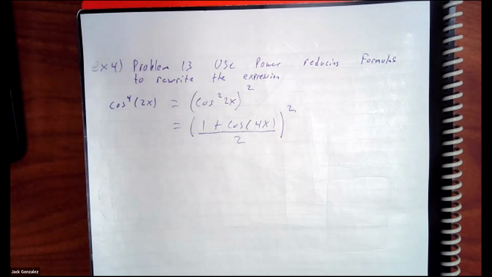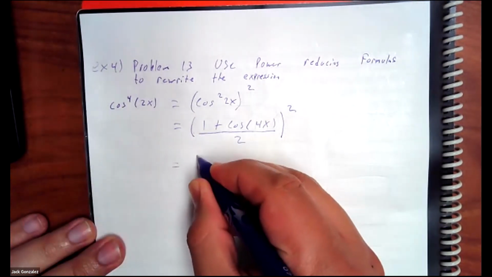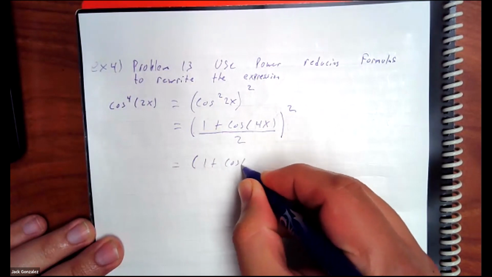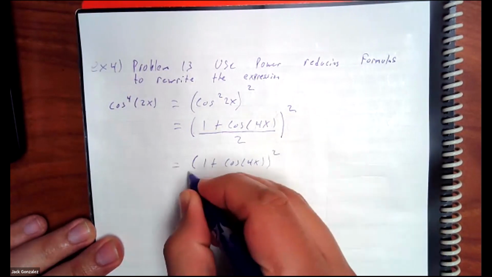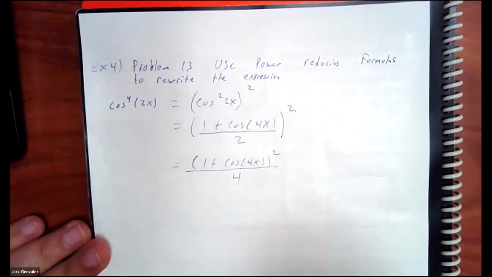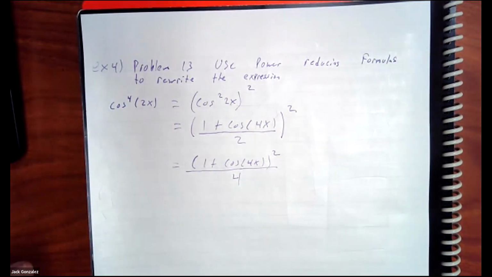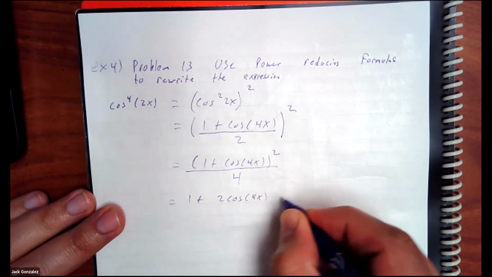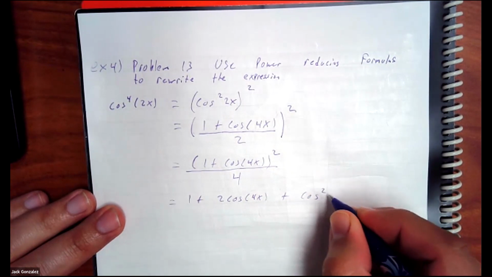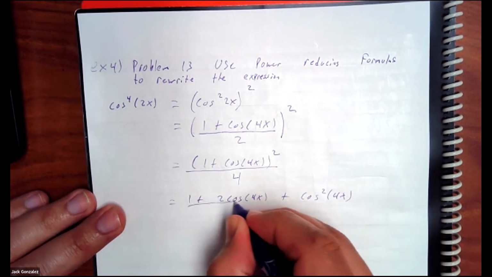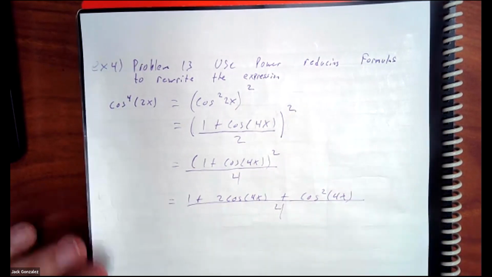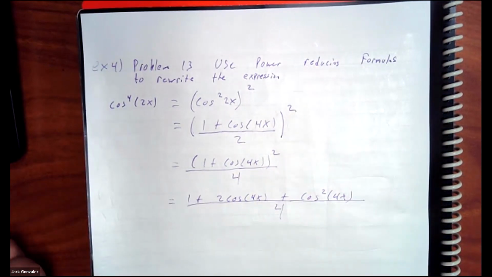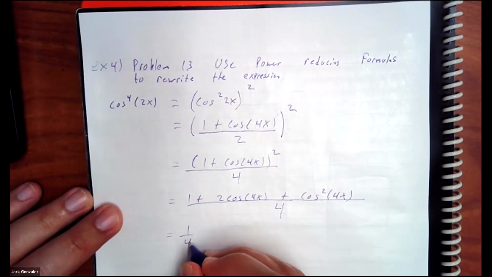So the bottom's easy, right? Just a 4. 2 squared. The top, though, life sucks. It has to be a FOIL. So that's going to be 1 plus 2 cosine 4x plus cosine squared 4x all over 4. I'm going to put this in front because I think it looks better.